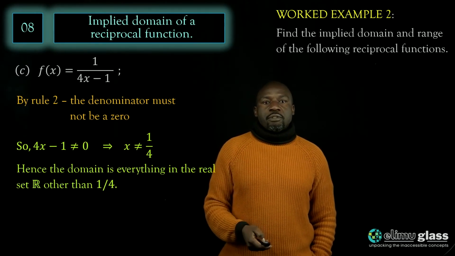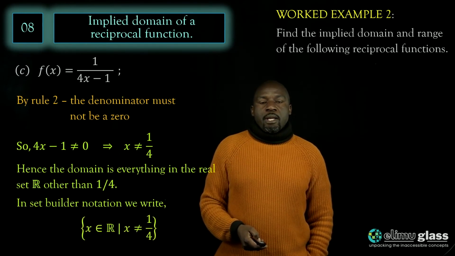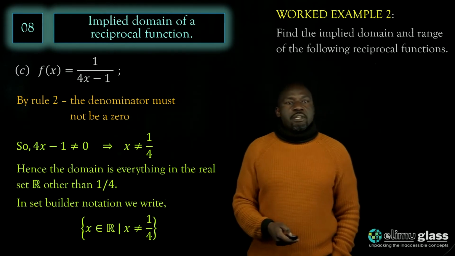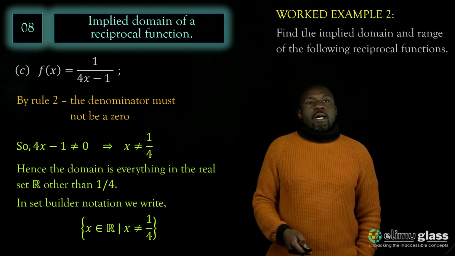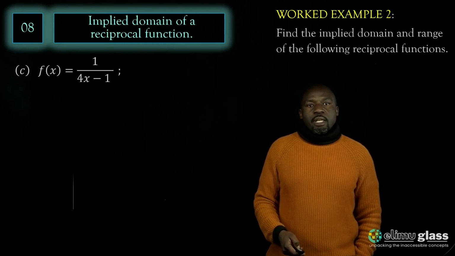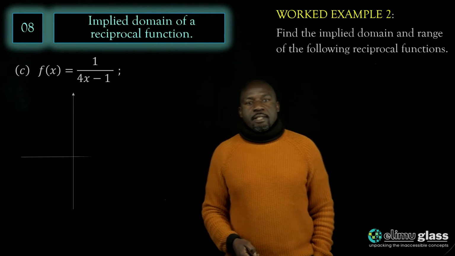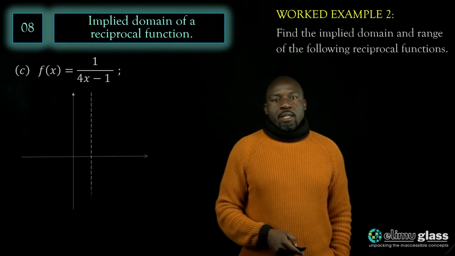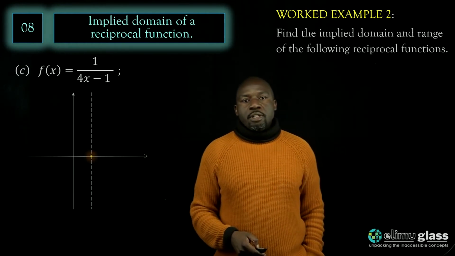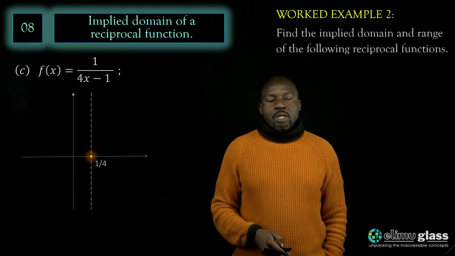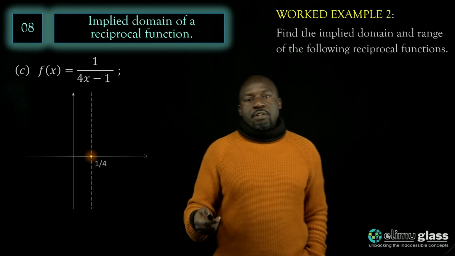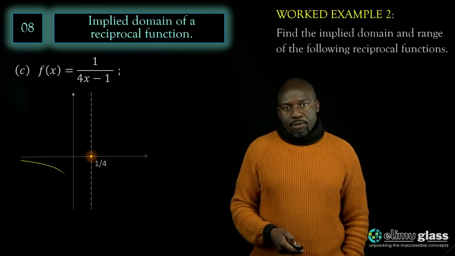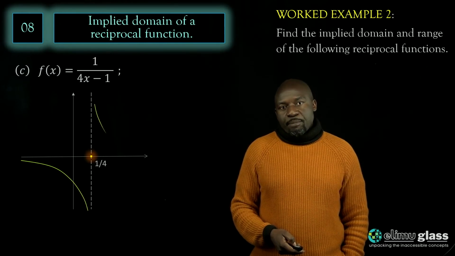So writing that in set builder notation, we would simply say x is real and x cannot be 1 over 4. All right, now I've sketched this graph in a different way. If we're going to do this, we put a y-axis, an x-axis, and remember that x cannot be 1 over 4. So we go to 1 over 4 there and draw a vertical asymptote. All right, that's 1 over 4. And then the reciprocal functions, as we've already seen, will revolve around that vertical asymptote there. So we have the lower end and we have the upper end.